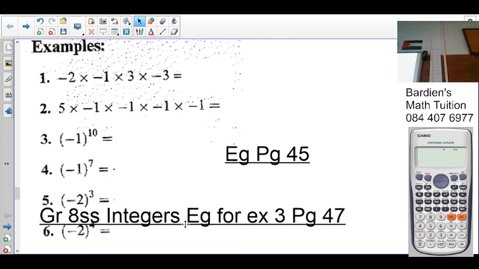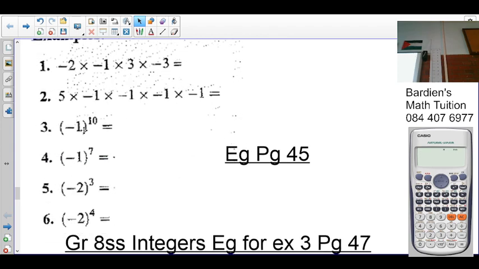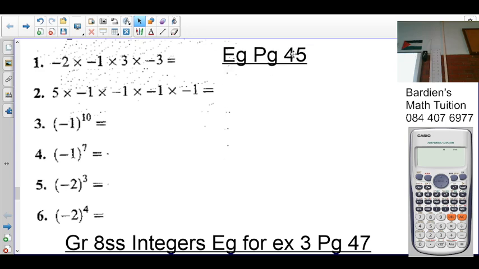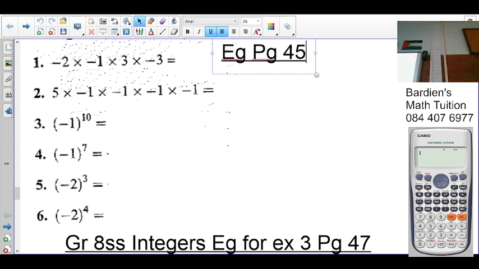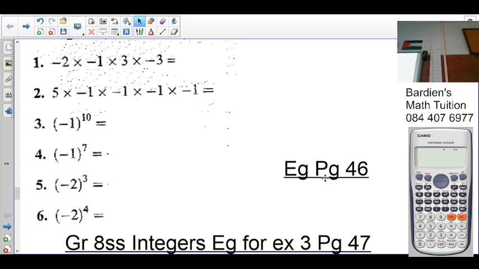Okay. Now we're looking at the examples on page 46. So what do we note here? It's going to be negative times positive times negative. So how many negatives are here? 3. So the answer is going to be negative.